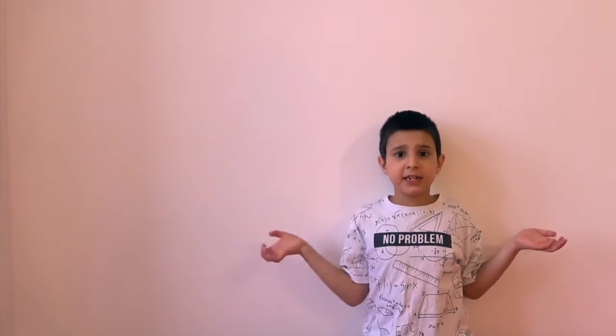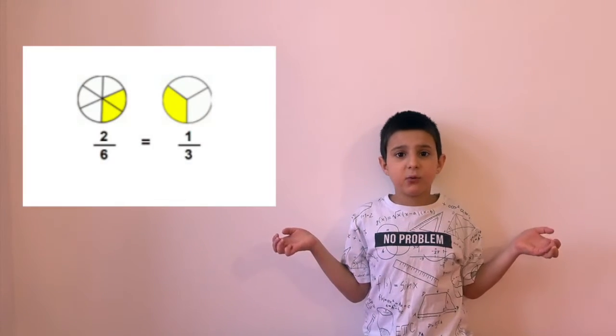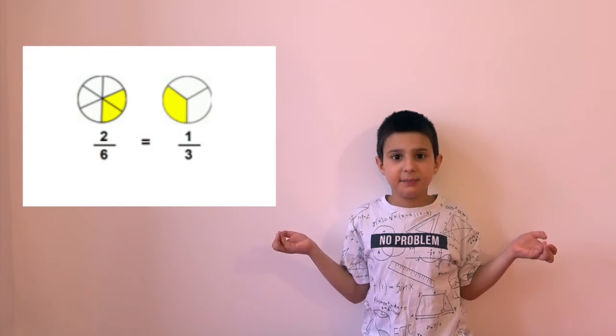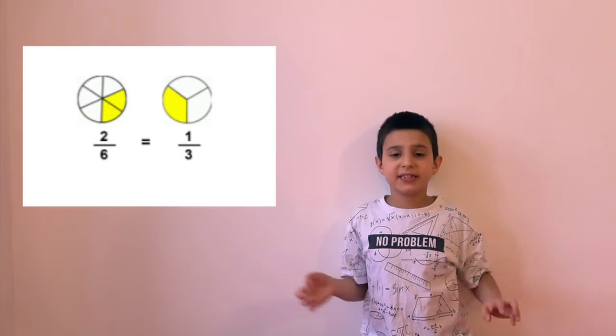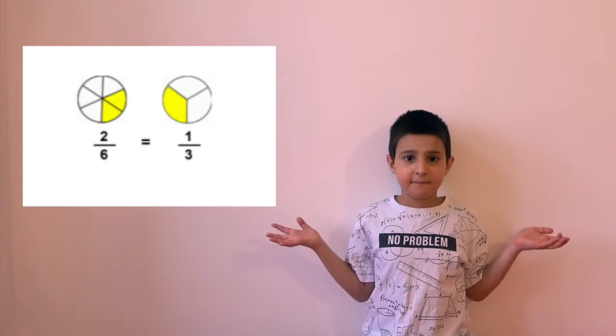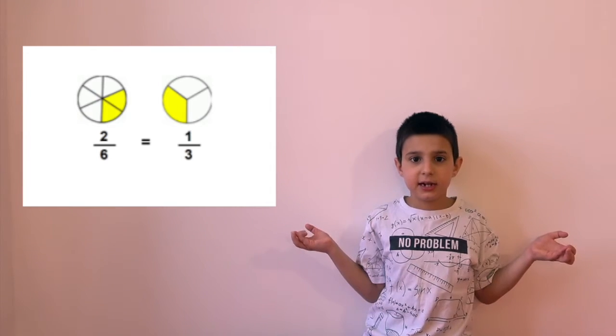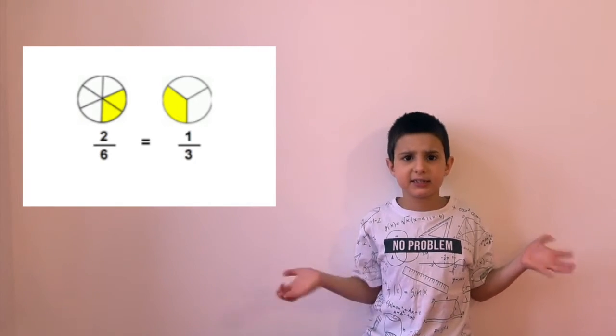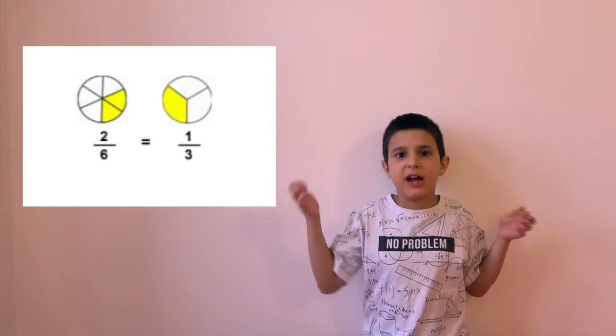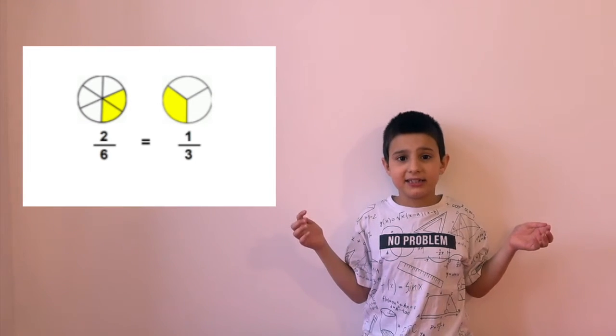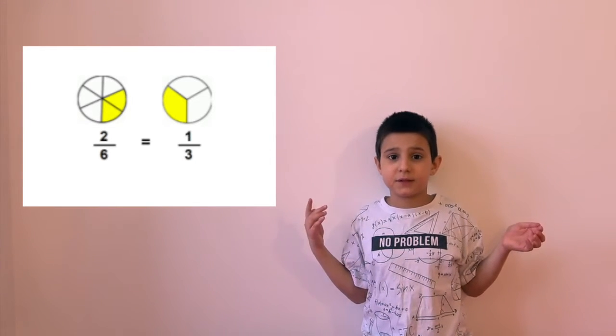For example, even if I ate 1 piece in the first pizza and 2 pieces in the second pizza, they are equal because in each the same portion of the pizza is eaten. Take a look at this picture and see for yourself.